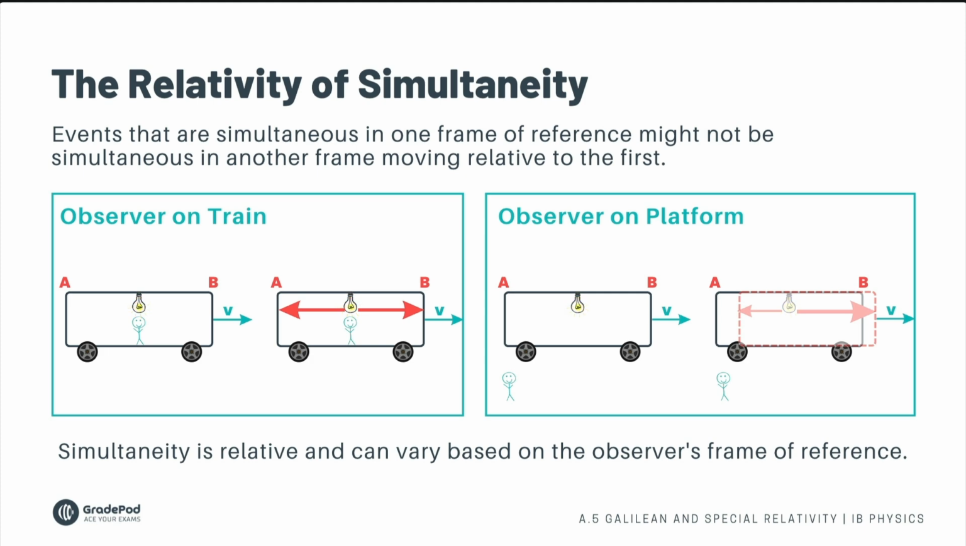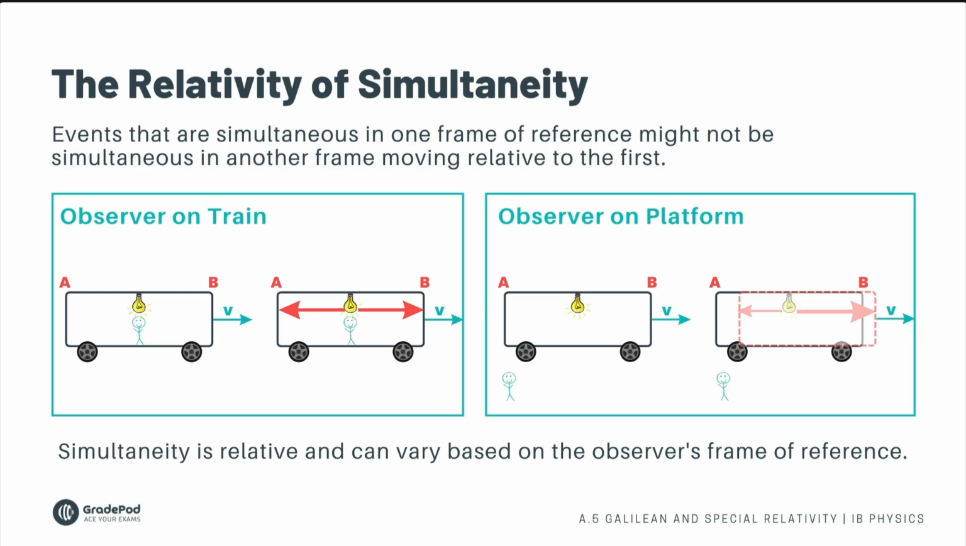So let's be really clear. The same two events are simultaneous for one observer, the observer on the train, but they're not simultaneous for the second observer, the observer on the platform. And according to special relativity, simultaneous events are not absolute. That means that two events which are simultaneous with respect to one observer are not necessarily simultaneous for other observers in different frames of reference.